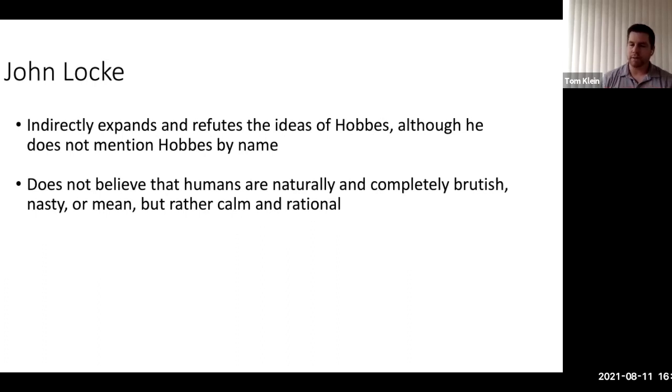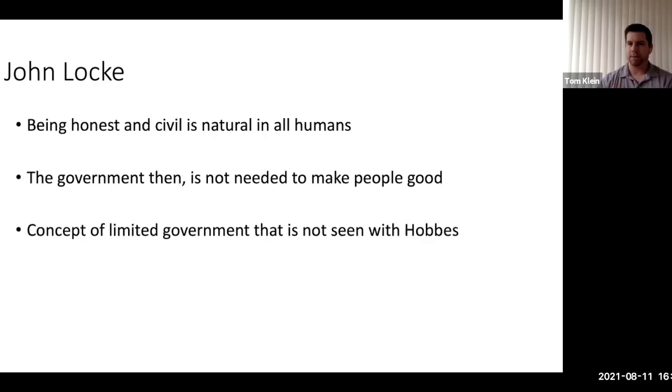And he disagrees fundamentally on the nature of human beings. He doesn't agree that human beings are nasty, mean, and brutish, right? He actually believes we're pretty calm and rational, okay? So he disagrees on the premise. Being honest and civil is natural in human beings. So if Locke disagrees with Hobbes on the very nature of human beings, he must disagree also on the purpose of government.